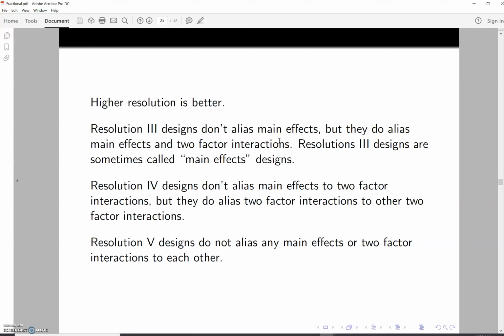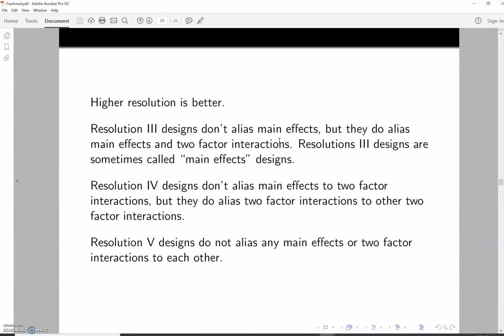All right. Resolution 3 designs are not going to alias your main effects, so that's good, but they can alias main effects with two-factor interactions. Sometimes that's okay. These are sometimes called main effects designs because that does happen. If you have level 4 designs, they don't alias the main effect with 2 factors, but they do alias 2 factors with other 2 factors.